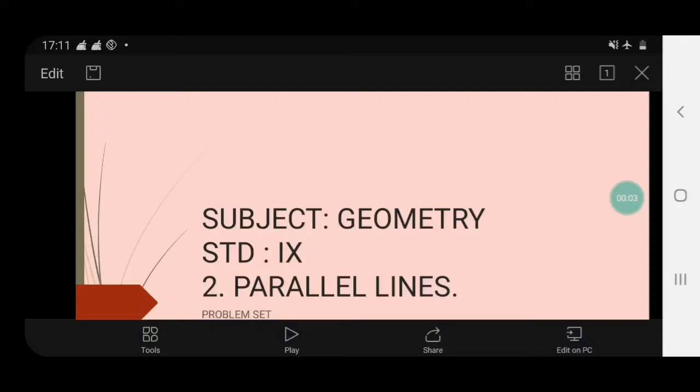Good morning, students. Here we begin with the problem set of parallel lines. Let's start.